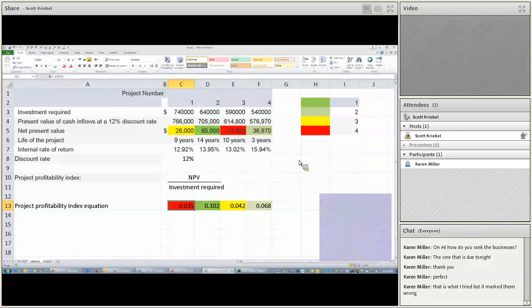Okay, Karen, you're saying that is what you tried, but it marked them wrong. Okay, so let me finish the internal rate of return one, and then we can go to your specific problem.